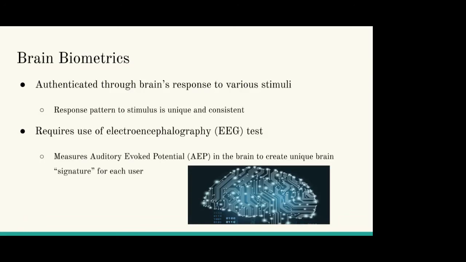In order for it to actually work, it requires the use of an electroencephalography test, an EEG test. In one implementation of brain biometrics, the user's auditory evoked potentials are measured in their brain, and that essentially creates a unique brain signature for every user. Then when the user is trying to re-authenticate into the system, their AEP would be measured again. And if it matches up with the original AEP, then the system knows that it's the real user trying to enter the system.